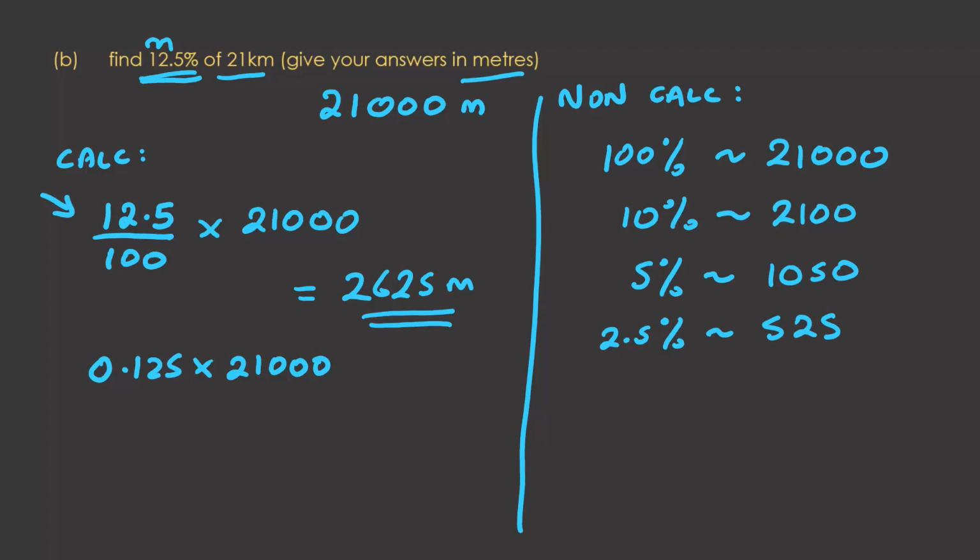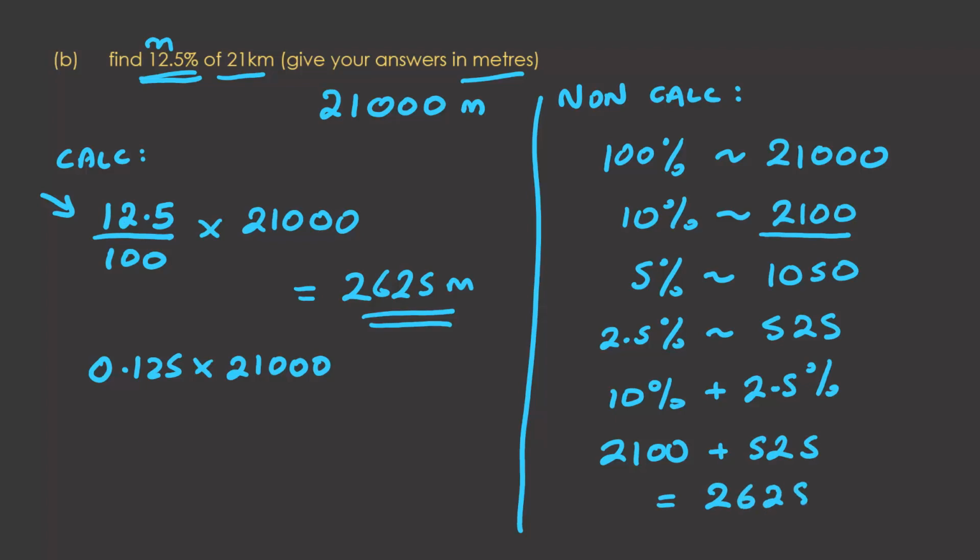So it looks like what I have to do to get 12.5% is do 10%, add 2.5%. So that's going to be 2,100, add 525, and that is 2,625.